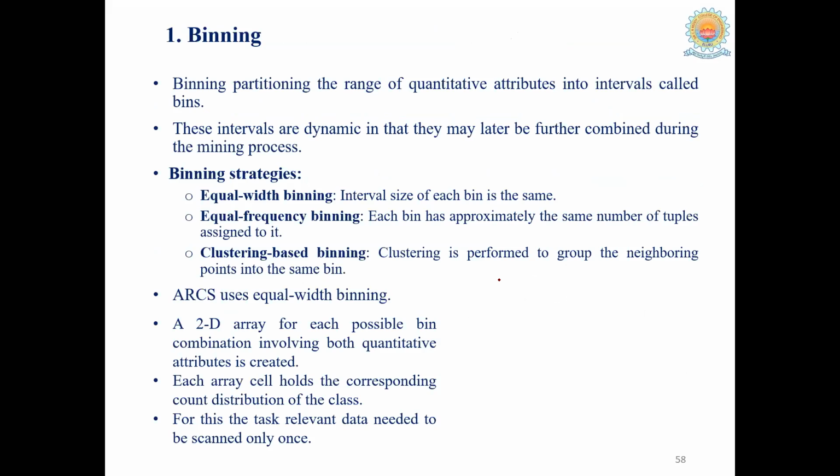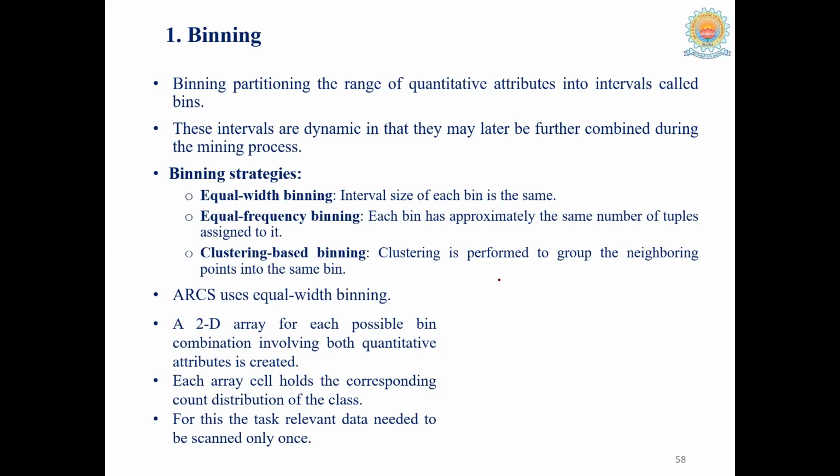As the name itself indicates, equal width binning maintains equal interval size. Equal frequency binning maintains that the number of items falling under each bin should be the same. That means the frequency of items in each bin should be the same. For clustering based binning, the neighboring points on the grid are grouped as bins based on the clustering procedure. For this, it needs to apply some clustering algorithms, which are covered in the next chapter.